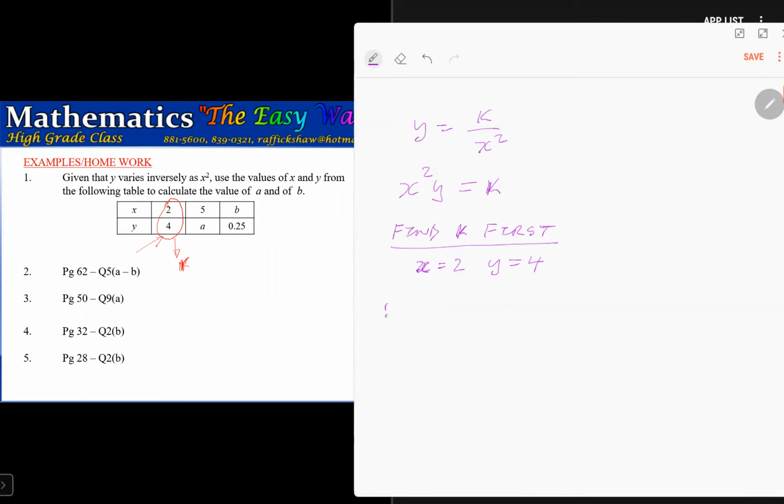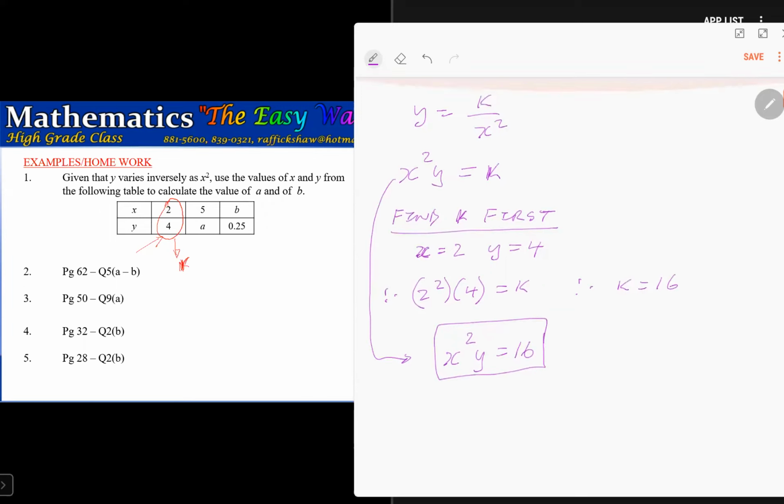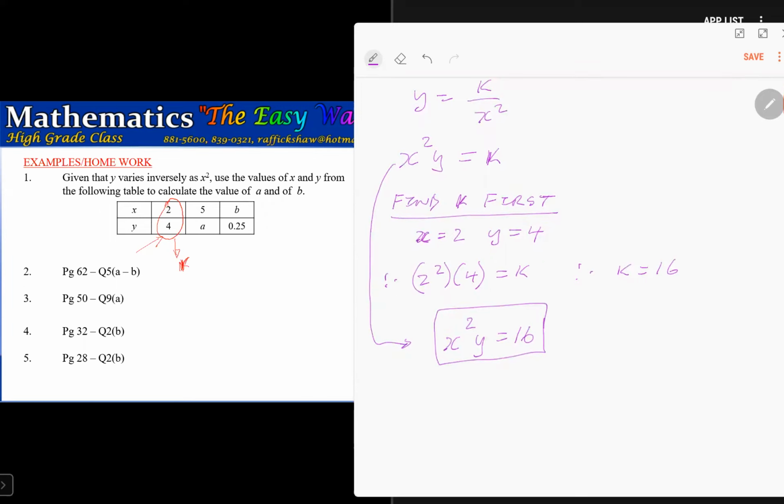So you say, therefore, 2 squared times 4 is equal to k. Because x is 2, this is 4 and this is 4. 4 times 4 is 16, so k equals 16. Now that k equals 16, the formula becomes x squared y equals 16. This is now a formula that we're going to use to find everything else. That is the formula now. This is what we call a relationship formula.